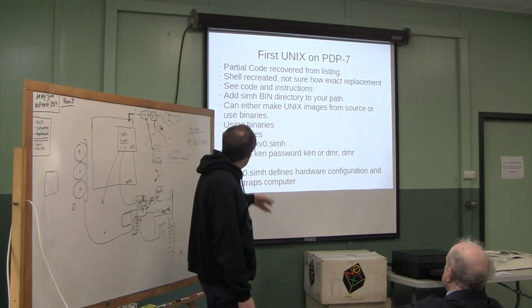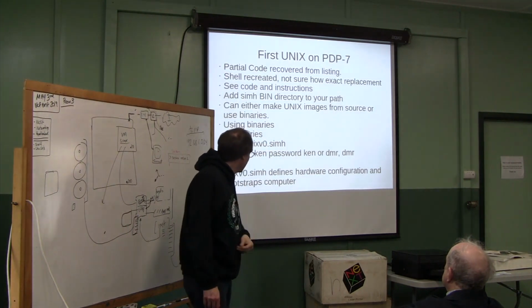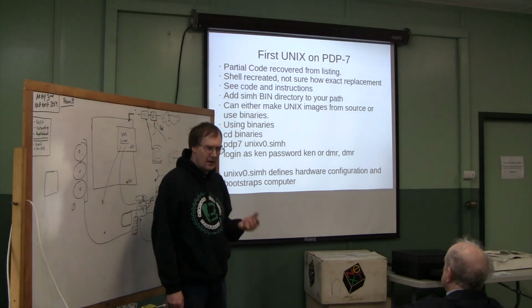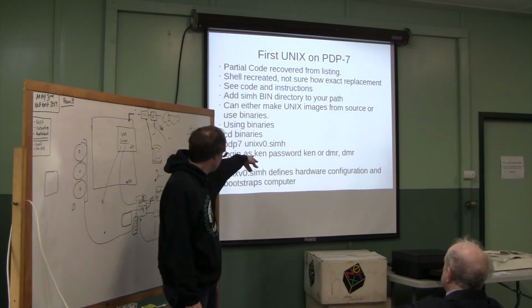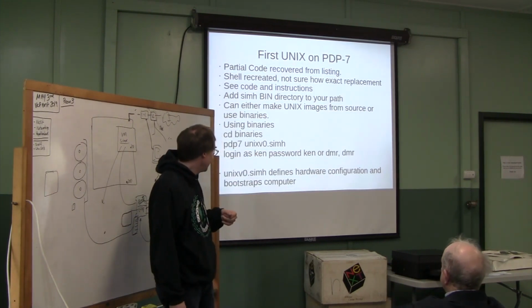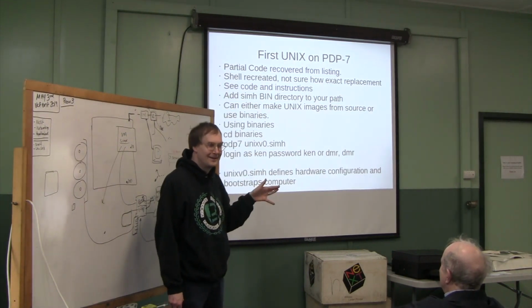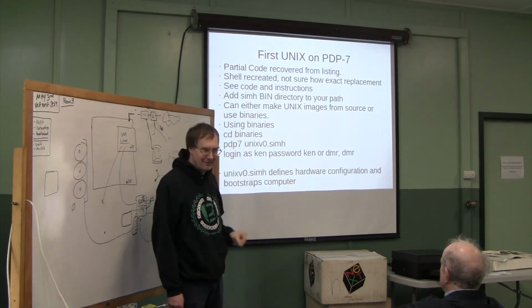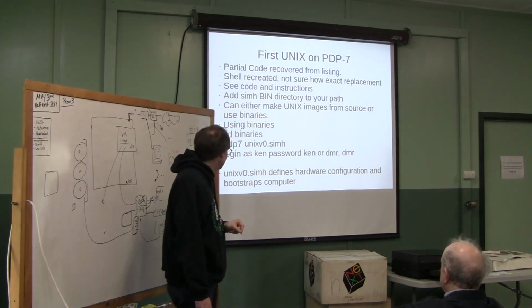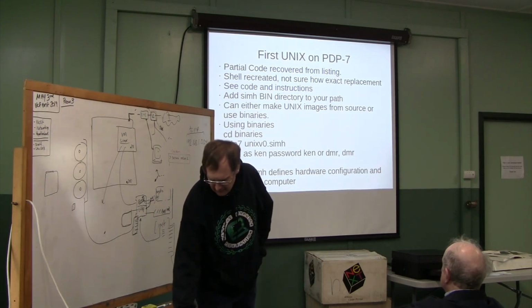The way you run it, you execute the PDP-7 simulator, and the second parameter is a file that contains SimH commands. Then you should get a login prompt, and you can log in as can, password can, or DMR, password DMR. These are not real accounts, there's not real content. All they had was a listing, so this is just what the person who did the recovery felt like baking in there. And that unix-v0.simh defines the simulator configuration and bootstraps the computer.